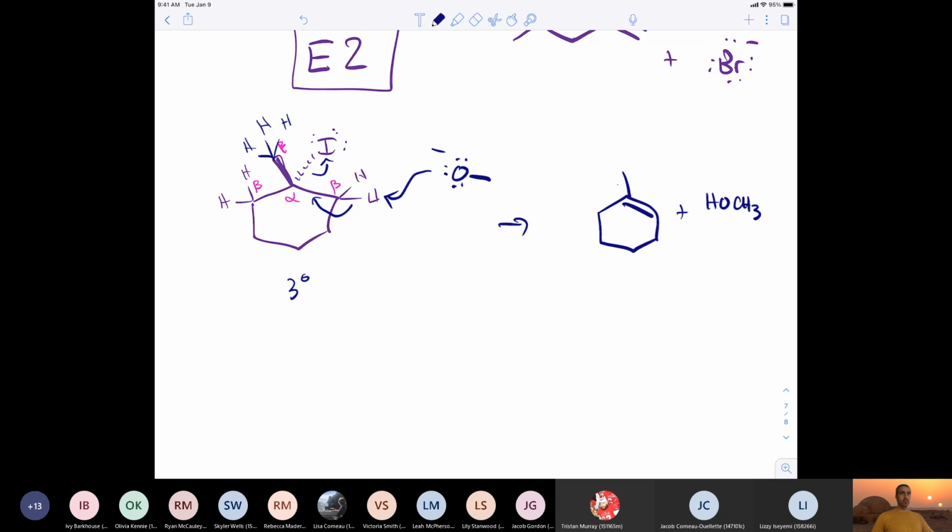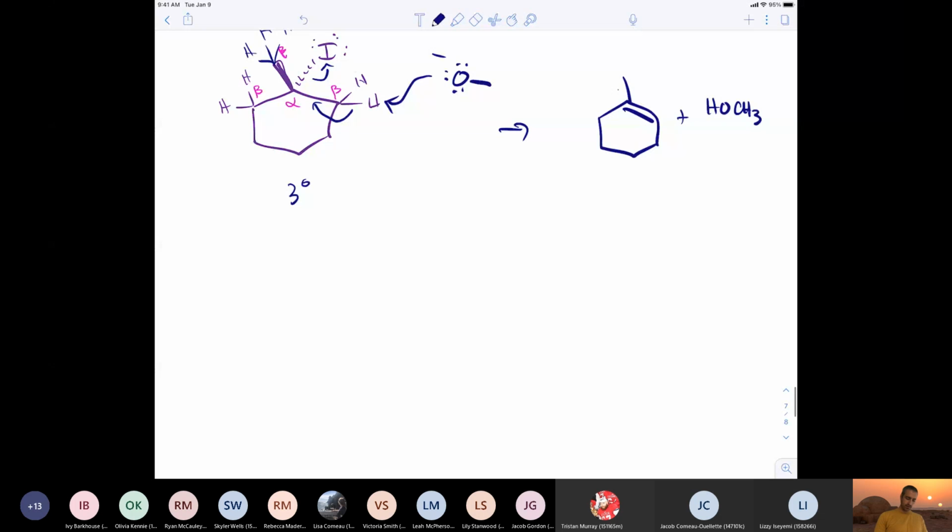And makes methanol as well. So it doesn't matter for E2 if it's primary, secondary, or tertiary. It needs to have beta carbons with hydrogens. That's all you need for E2. So not every alkyl halide can do that.